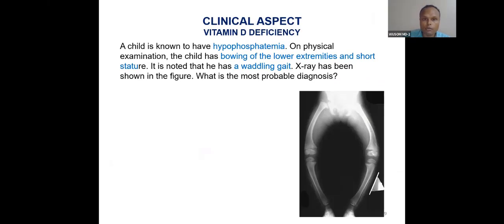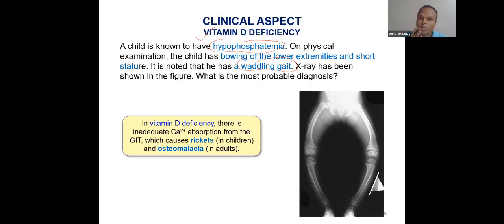So you can see deficiency of this vitamin D. The child is known to have hypophosphatemia. On physical examination, the child has bowing of lower extremities and short stature. It is noted that widening of the growth plate on X-ray has been shown in the figure. Which is the most probable diagnosis? Most probable diagnosis is vitamin D deficiency. This is rickets. In children, it is rickets. In adults, it will cause osteomalacia.